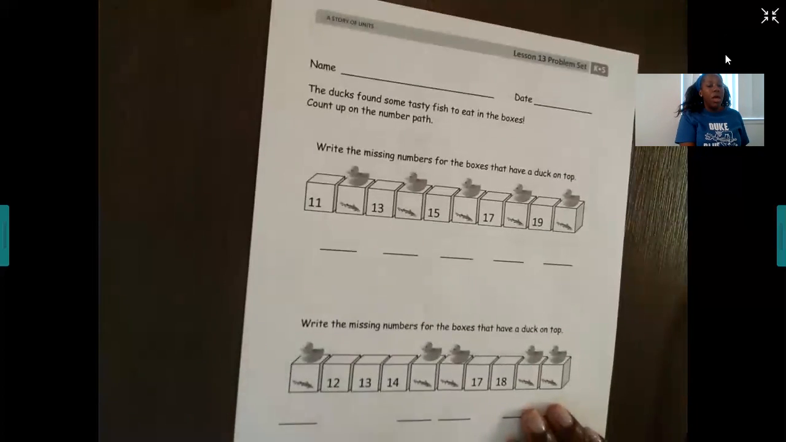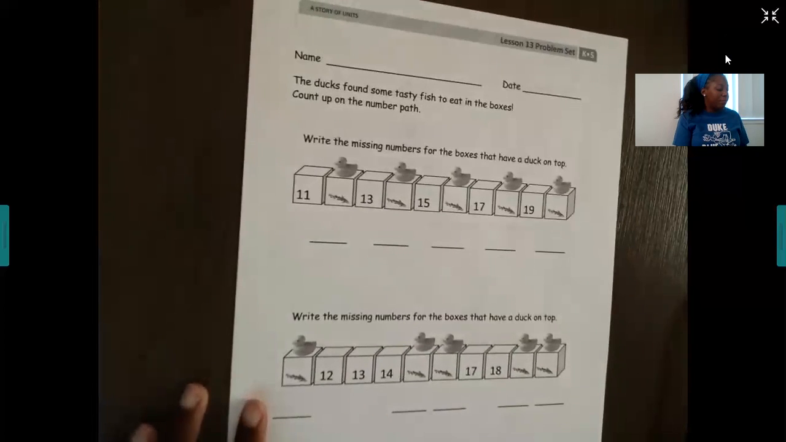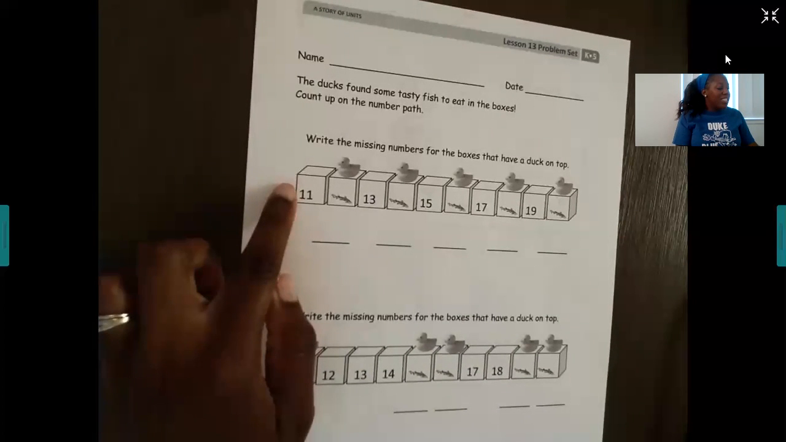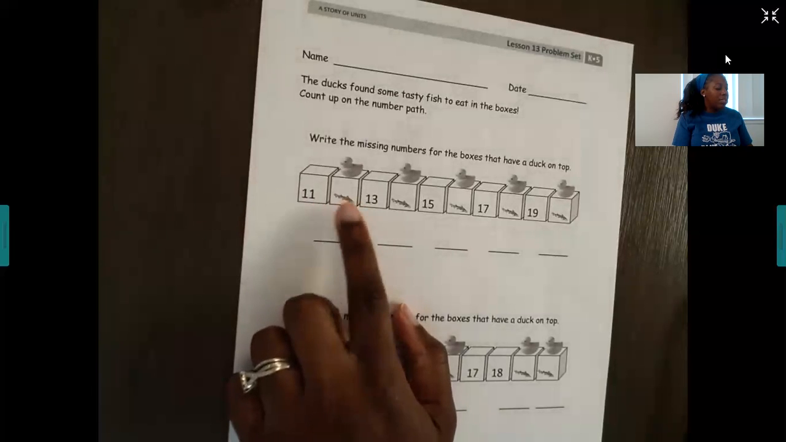I'm going to show you one more quick example before we move on, and you will see this example in your problem set today. I'm not going to show you the whole thing, but I just want to go over one or two with you. So that way you can be successful and you know what you're doing. Write the missing number for the boxes that have ducks on top. Well, here's a duck and there's a missing number. What number comes after 11? It's missing on your sheet. You need to find it and put it there.